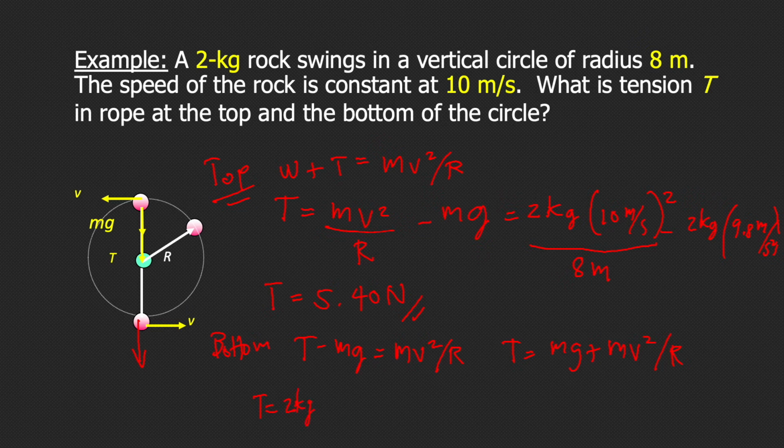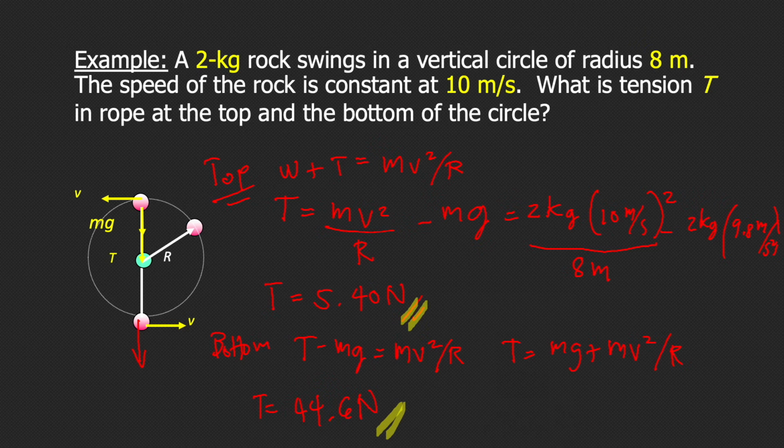So anyways, it's just the same as this, but we just change the sign here. Instead of minus, we just make it plus, so that becomes 44.6 newtons. As you can see, there's a big difference between the tension at the top and the tension at the bottom of the circle.